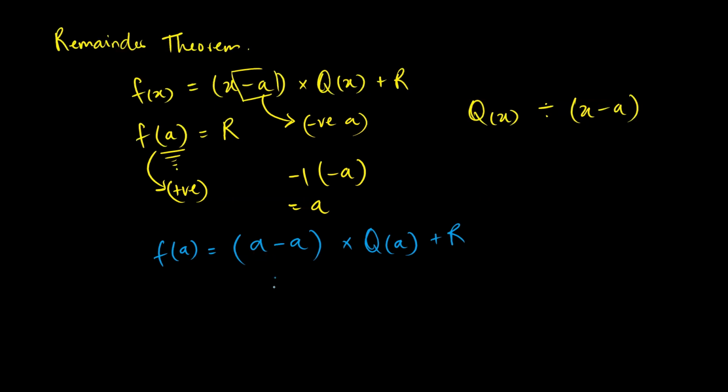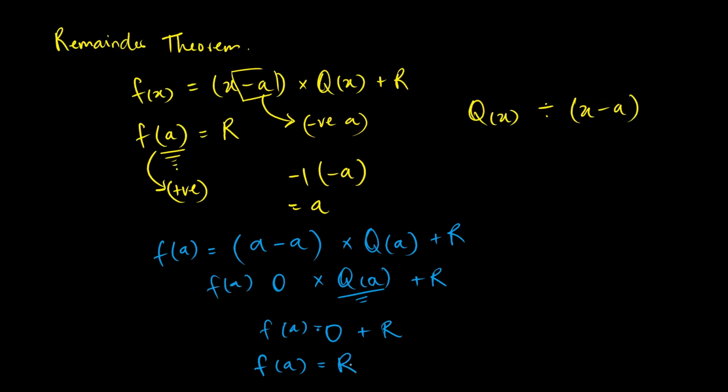A minus a is actually equal to 0. So we'll end up multiplying 0 by q of a. And let's just put plus r for now. Anything multiplied by 0 is actually equal to 0. So it doesn't matter what the quotient is. As long as we multiply it by 0, you'll still get 0. And if we add r, then we'll find that the function f of a is indeed equal to r, which is our remainder. So if we substitute a into our equation, then we'll find the remainder.